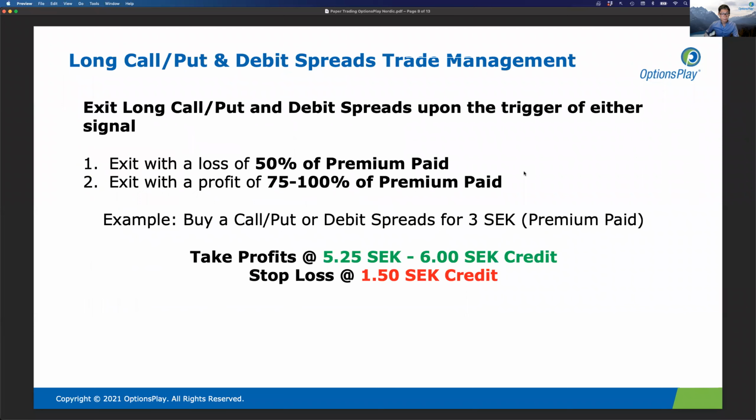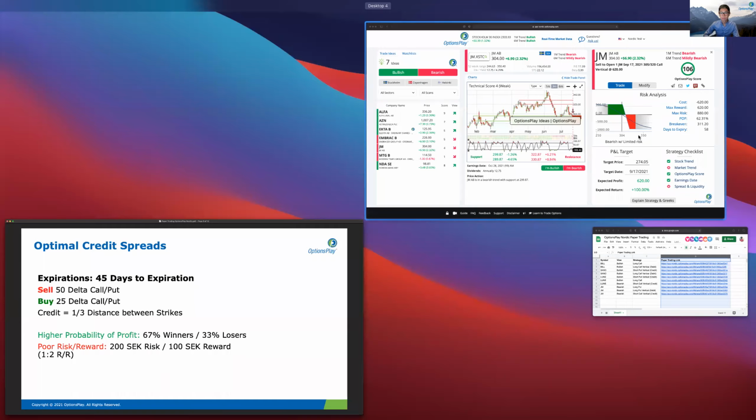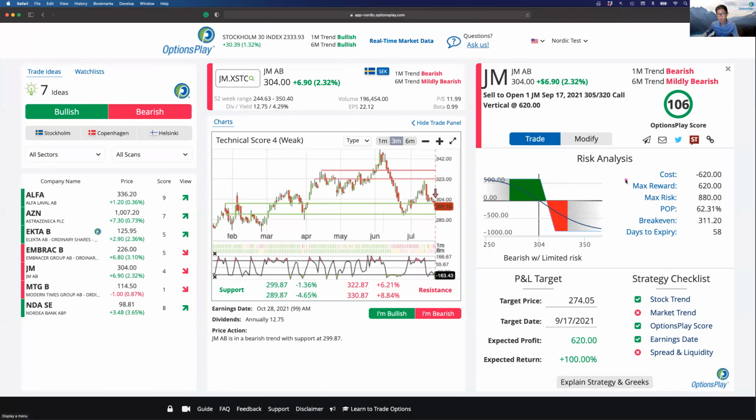On the flip side, if you look for high POP, for example, credit spreads have high POP, but very poor risk to reward. For every 100 crowns you can potentially make, you're risking 200 crowns. There's a relationship between POP and risk to reward, and what you're really looking for is a good balance between the two. Don't ever look at just one. If you look at one, then you're basically missing half the picture. So that's why we use the OptionsPlay score. It accounts for max reward, max risk, and POP, and gives you a sense of how well balanced those metrics are.